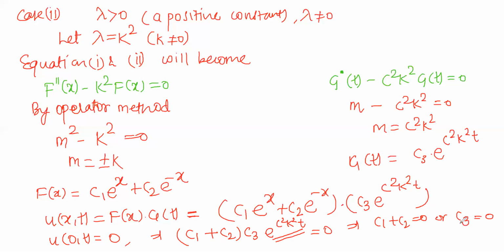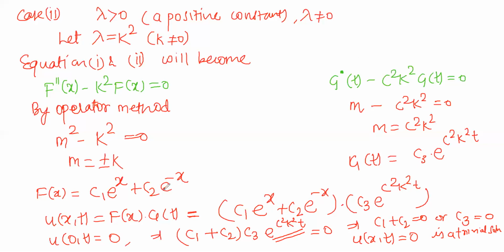And now here, if c3 is non-zero then I get c1 plus c2 equal to 0. And we know that it is e to the power x and e to the power minus x, so basically they cannot be 0 unless c1 and c2 are 0. So even in this case you get a trivial solution, u of x comma t equal to 0. So ultimately this case also we have to discard.